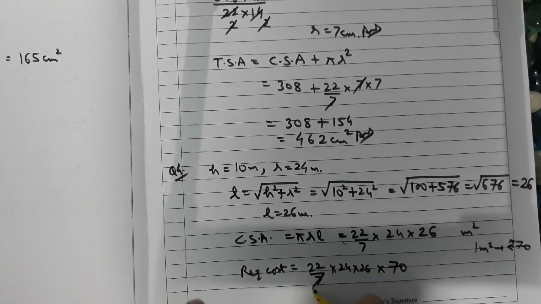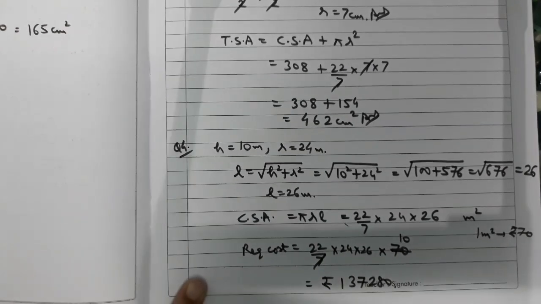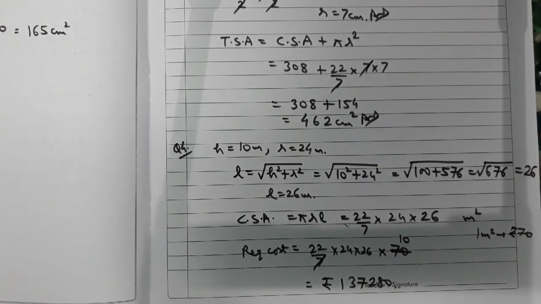Now let us simplify this. 7 ones are 7, 7 tens are 70. We solve this. So this comes out to be rupees 137280. So this is the required cost for canvas.